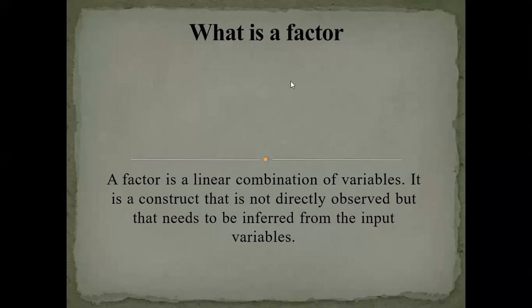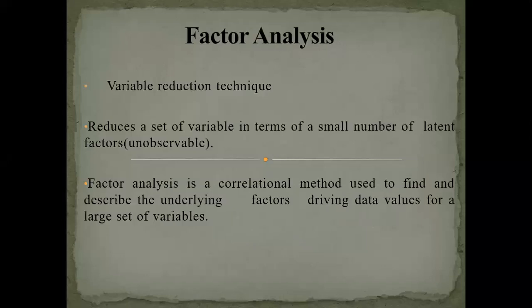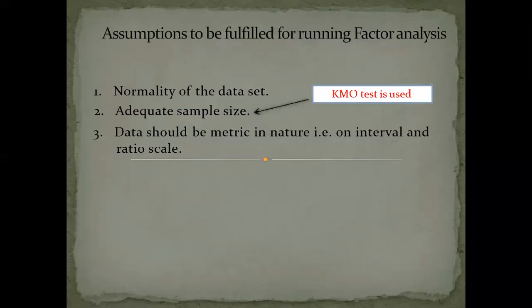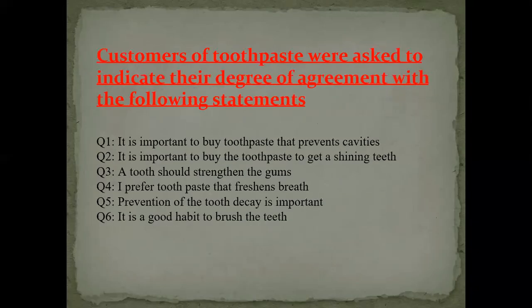In the previous class, we studied cluster analysis as the first data reduction technique. Now we are going to study factor analysis, correct? So what do we mean by factor? A factor is a linear combination of the variables. It is a construct that is not directly observed, but needs to be inferred from the input variables. So this is something called a factor. Now, what does factor mean? Possibly we'll have a look into a few examples, and then it would make sense. We'll go for an example first, and then we will discuss the theory.